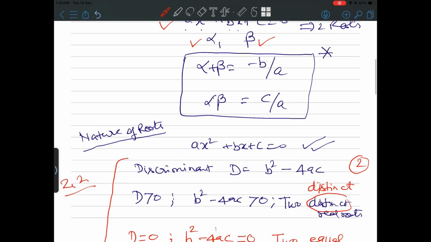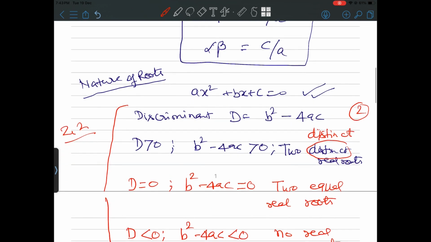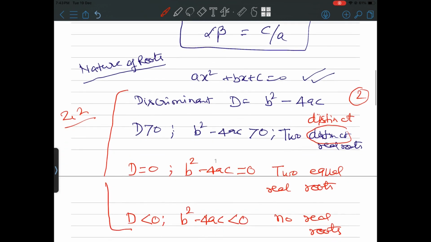Then we also understood about the nature of roots, right? We know we will get two roots, but what the roots will look like, whether two distinct real roots, two equal real roots, or no roots, that nature of roots we can find out by the discriminant, right? So with this value you can find out the nature of roots.